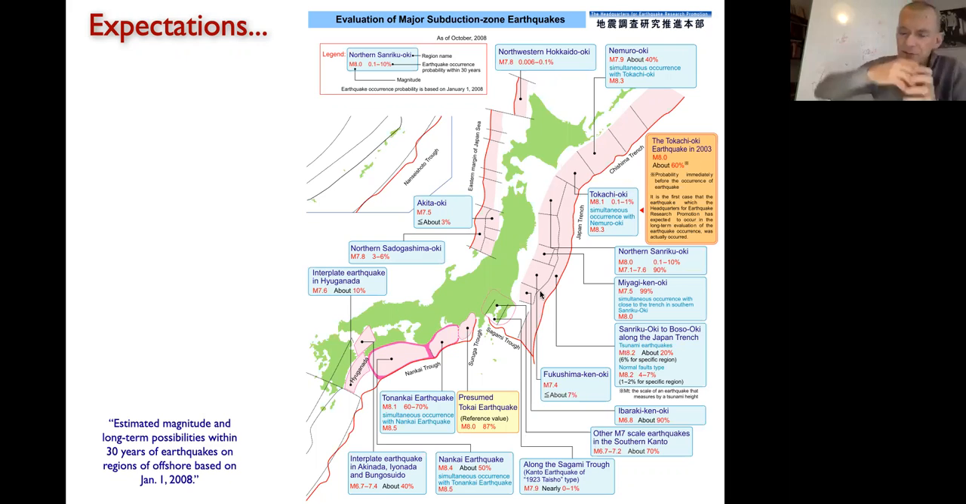And you see it breaks the subduction zone into many tiny little places, with magnitude and probability of occurring in 30 years. Some of them are impressive: 90%, 99%, 20%, 87%, magnitudes 8.1, 7.5. So they were ready for a magnitude 8 or more, maybe even 8.2.